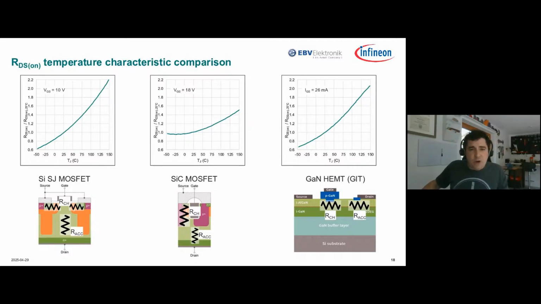The area where silicon carbide really shines is high temperature operation. The temperature coefficients of conductivity of GaN and silicon are quite similar. So if you look on the left and on the right, the RDS(on) over temperature is nearly the same for a comparable silicon superjunction MOSFET and a GaN HEMT. But silicon carbide is much shallower because of the physics of silicon carbide and the MOSFETs we make from this. So most devices will have this very flat RDS(on) over temperature.